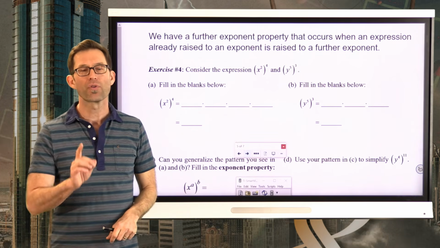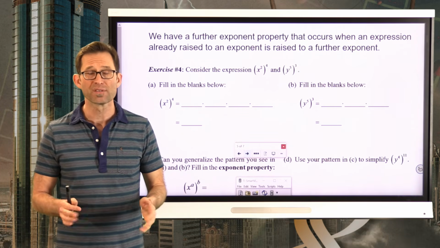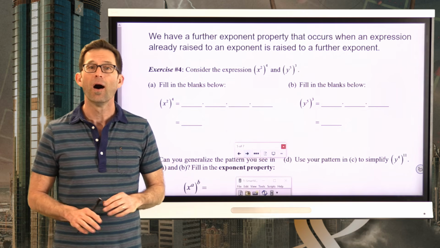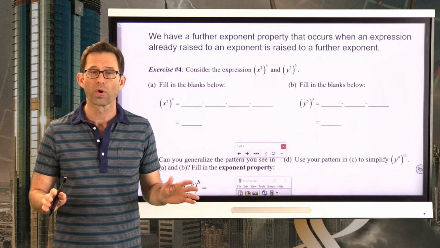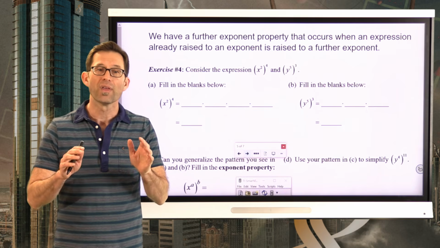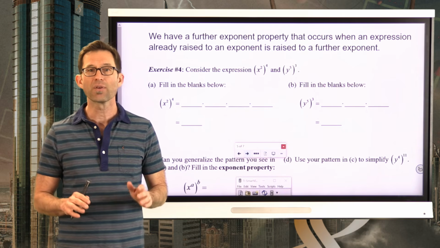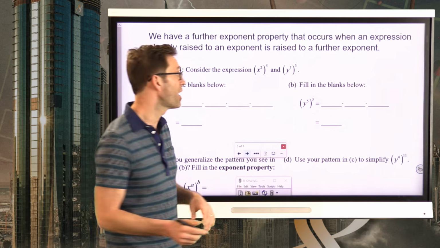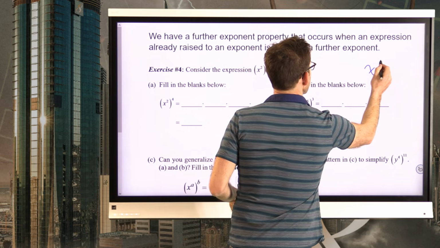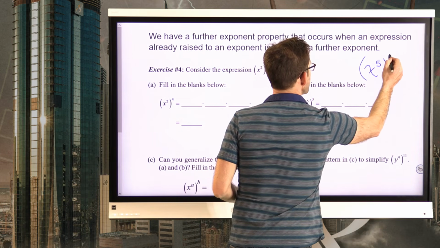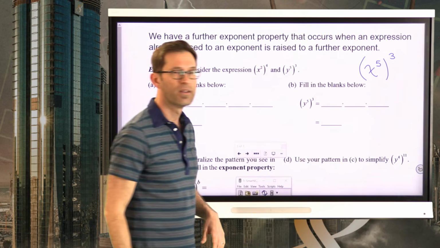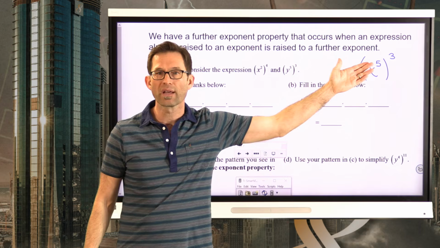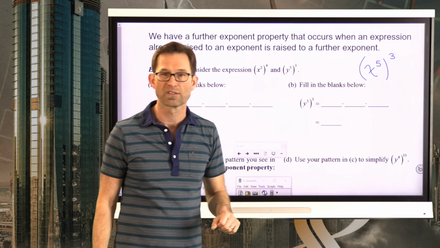Now we have one further exponent property that we're going to explore in this lesson, and then we'll start looking at one other exponent property in the next lesson. The particular exponent property we're going to look at right now is the one that applies when you have something raised to an exponent that then is raised to another exponent. So if I had something like x to the fifth raised to the third, what happens when I have something raised to an exponent, then raised to another exponent?